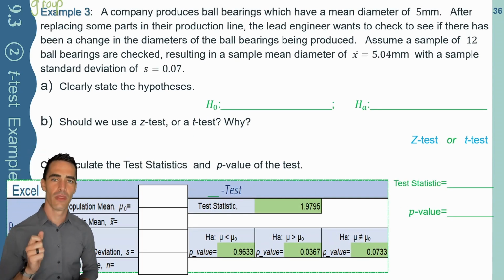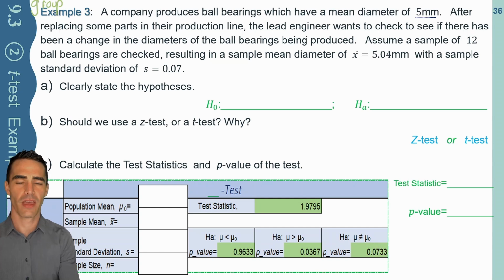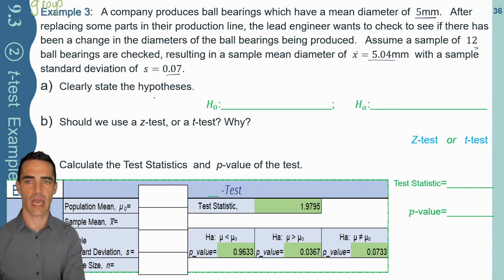Next example. A company produces ball bearings which have a mean diameter of 5 millimeters. After replacing some parts in their production line, the lead engineer wants to check to see if there has been a change in the diameters of the ball bearings being produced. Assume that a sample of 12 ball bearings are checked, resulting in a sample mean of 5.04 millimeters with a standard deviation of 0.07. Clearly state the hypotheses.